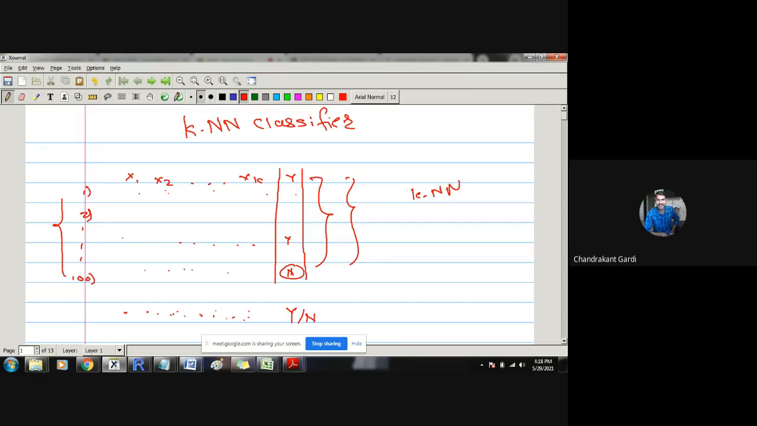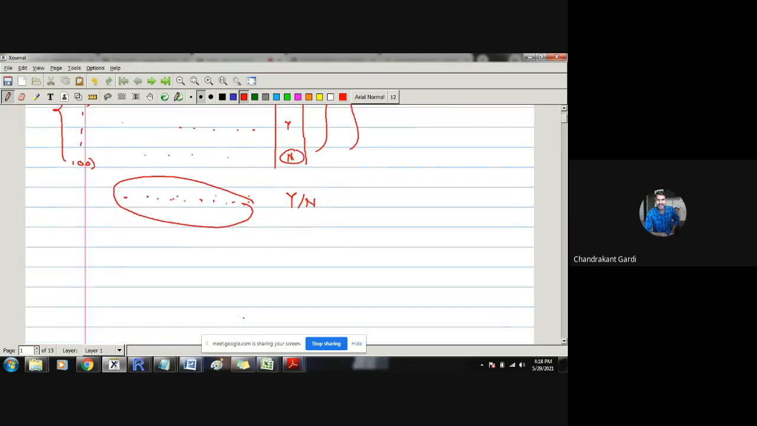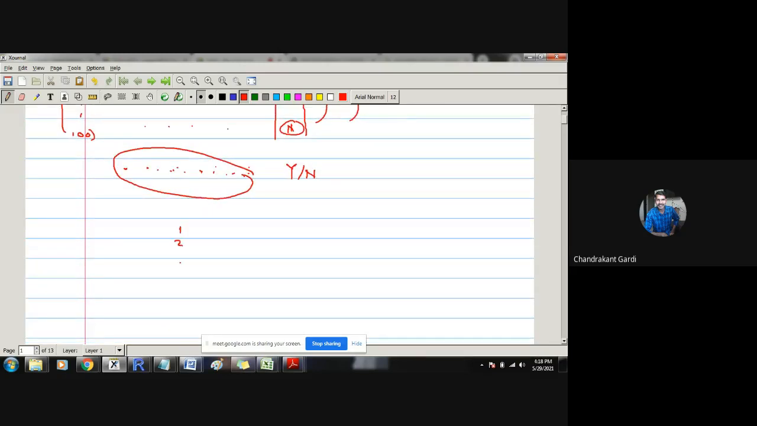And how it starts working: it will take this particular observation, and we already have 100 observations, so 1 to 100. For this new observation, the distance of this particular observation from the first observation will be calculated. So this is the test observation; what is the distance between the test observation and 1? What is the distance between the test observation and 2? Similarly, what is the distance between the test observation and the 100th observation?